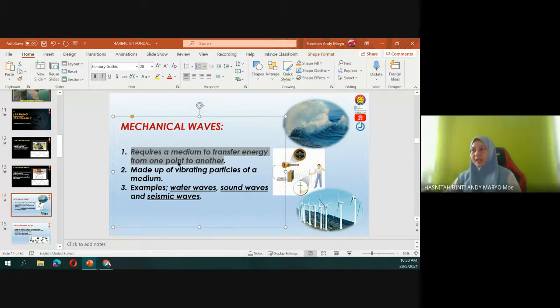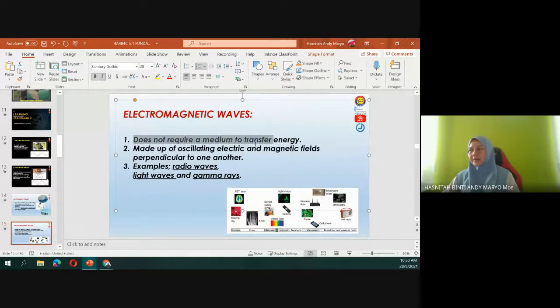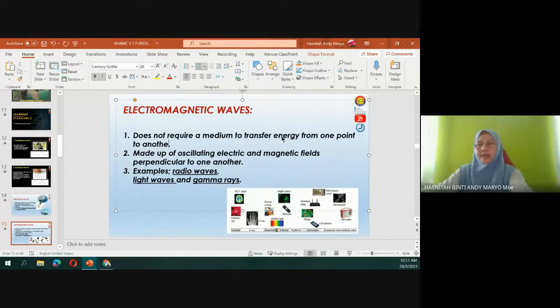All right. And then later we have electromagnetic wave. Okay, this is electromagnetic wave. The definition: this kind of wave does not require a medium to propagate from one point to another. Okay, you boleh tuliskan yang ini. Okay, does not require a medium to transfer energy. You can add a bit more there, from one point to another. And then second, you can add: made up of oscillating electric and magnetic fields perpendicular to one another.